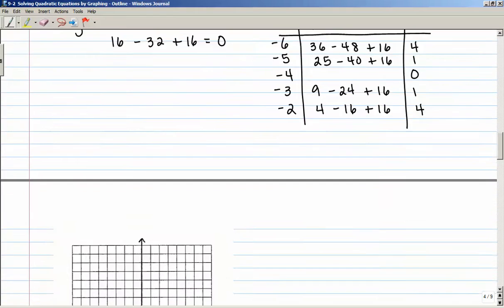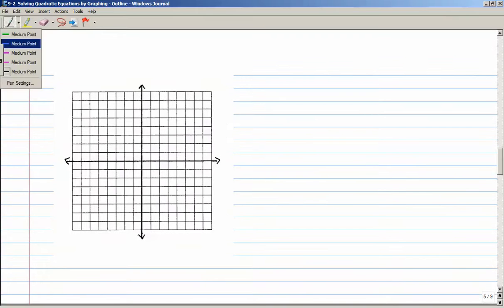Let's go ahead and graph those points. So I have negative 6, positive 4, negative 5, 1, negative 4, 0, negative 3, 1, and negative 2, 4.